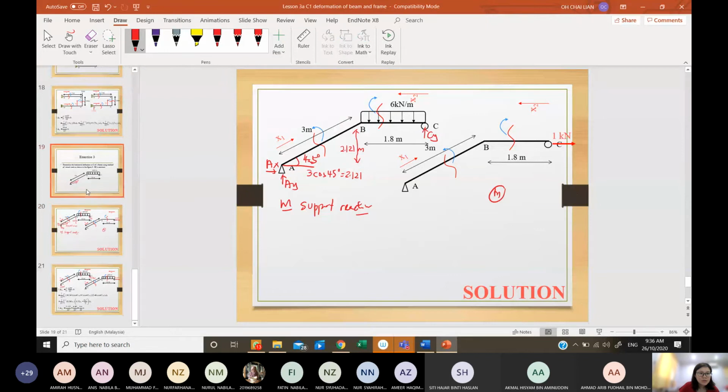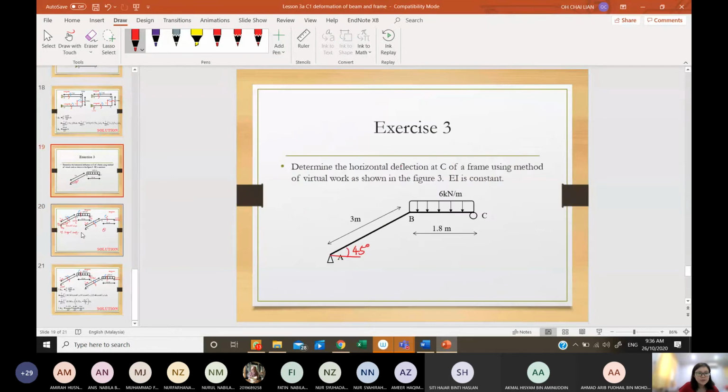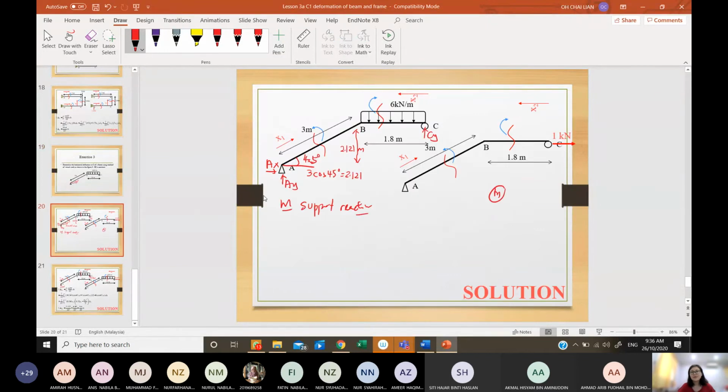Okay, what I want to determine is the horizontal deflection at C, correct? So now, my AX, AY, my summation FX equals 0. My AX will be equal to 1 kilonewton going this direction. My summation moment here.